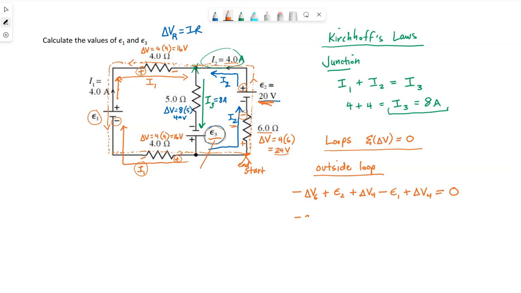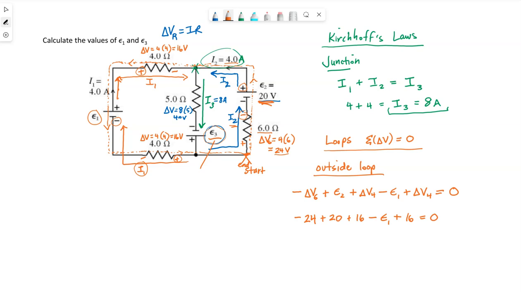Okay, I'm going to go ahead and put the voltage values I know in. So delta V6 was 24 volts. EMF2 is 20 volts. Delta V4 is 16 volts. I do not know EMF1. And then the other delta V for 4 ohm resistor is 16 volts as well.